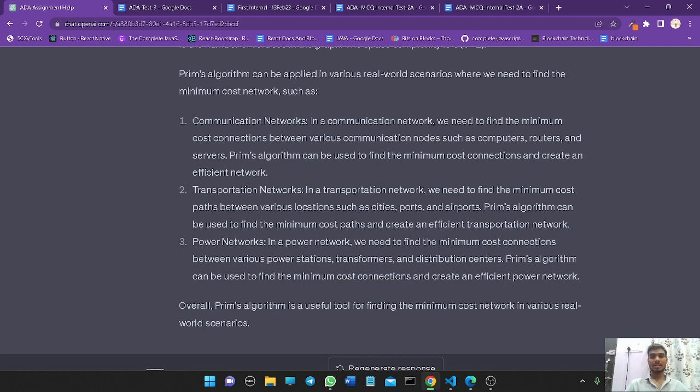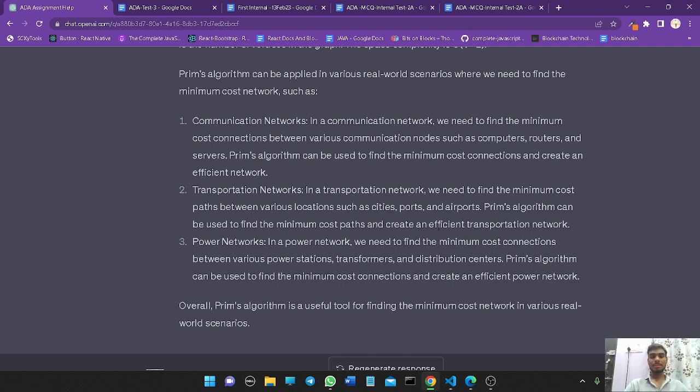Another example is a transportation network. We need to find the minimum cost path between various locations such as cities, ports and airports. Prim's algorithm can be used to find the minimum cost path and create an efficient transportation network.